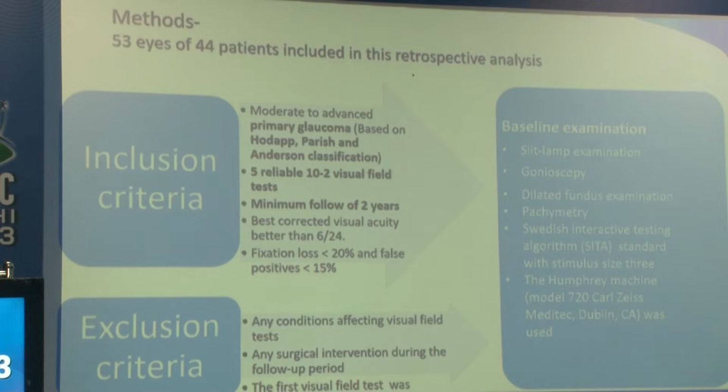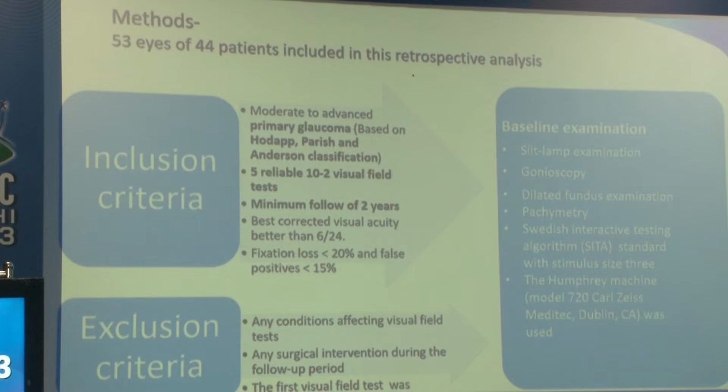53 eyes of 44 patients were included in this retrospective analysis. We judged progression severity of the glaucoma based on the Hodapp-Parrish-Anderson criteria. We required a minimum of 5 reliable 10-2 visual field tests with a minimum follow-up of 2 years. We excluded any condition which could have affected the field test analysis.